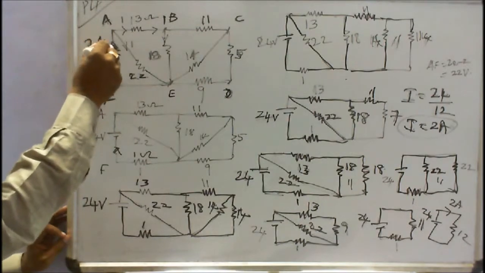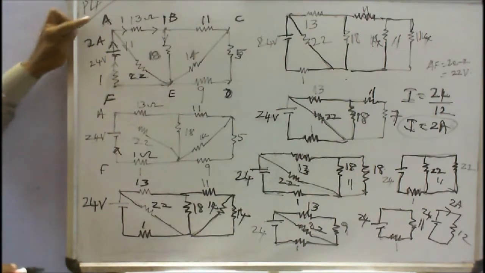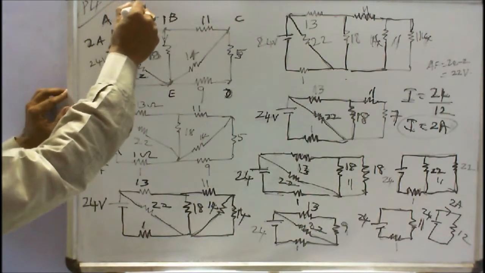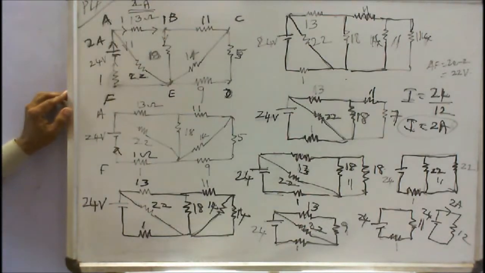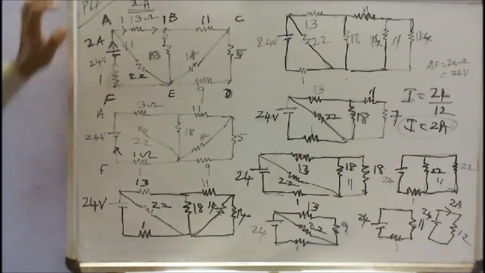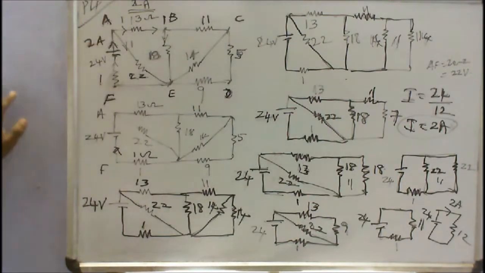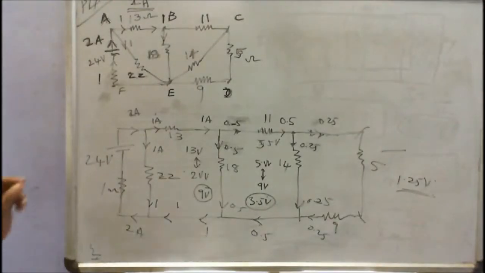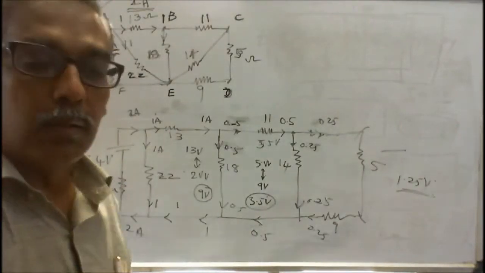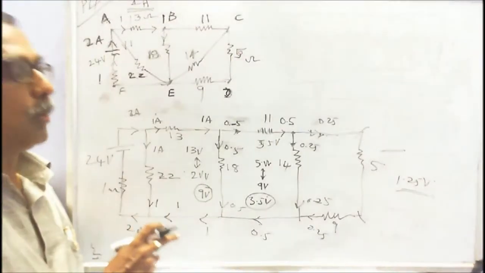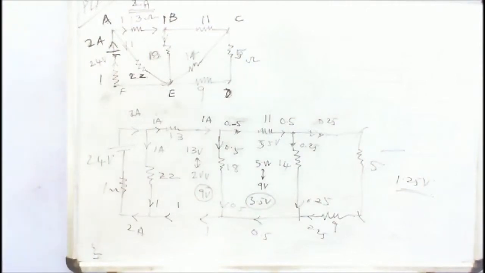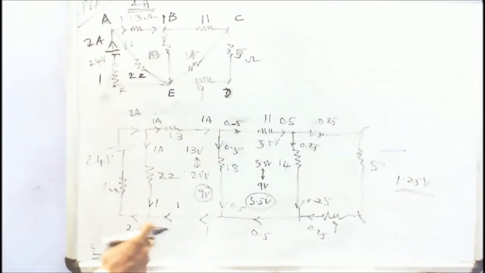Current flow in the network is 2 amps, in the branch AF. The first part is over. Part 1 answer is 2 amps. It is an exercise problem, so the answer is given, that is 2 amps, correct. We will look at part 2. What is the voltage across the 5 ohm resistor? That is the question. I will redraw the diagram like this.